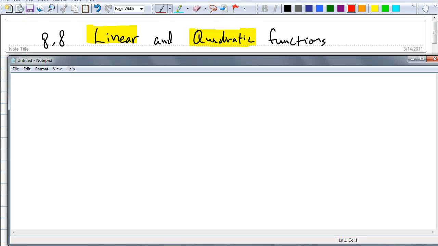So today we're going to talk about linear and quadratic functions. Last time we learned that all lines are functions except what type of line? Yes, sir. Thank you for raising your hand. Yes? Vertical lines. So all lines are functions except for vertical lines. Why? Because it passes the what test? Vertical line test.